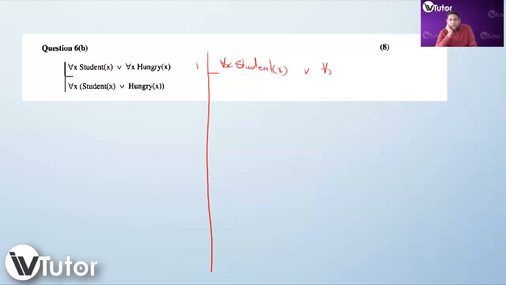∀x (student(x) ∨ hungry(x)), right? So from here we can go and say, this is a premise. Number 2, we can go and say, okay, this is what we have. We've got an OR statement, so we can have ∀x student(x). This is an assumption.